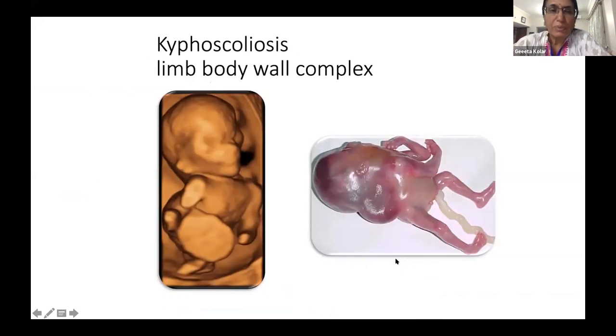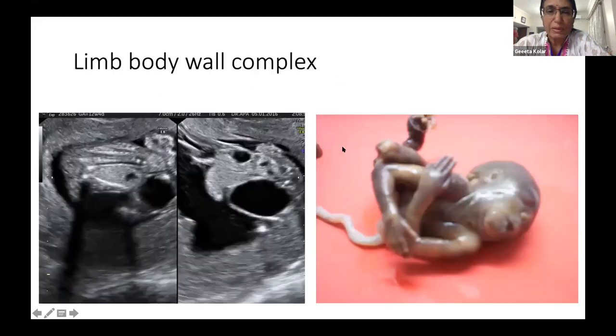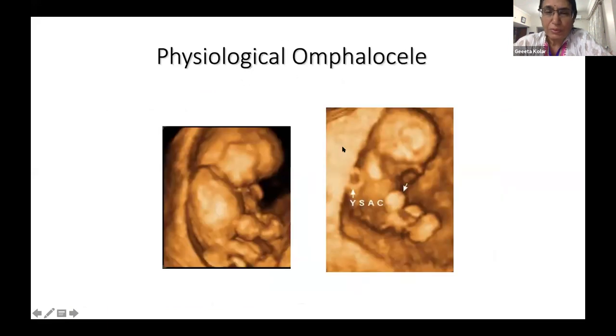Then the other abnormality is kyphoscoliosis, or a limb body wall complex, where apart from a huge exomphalos, you have a spinal deformity. So this is a typical case of limb body wall complex, which is again detectable in the first trimester.